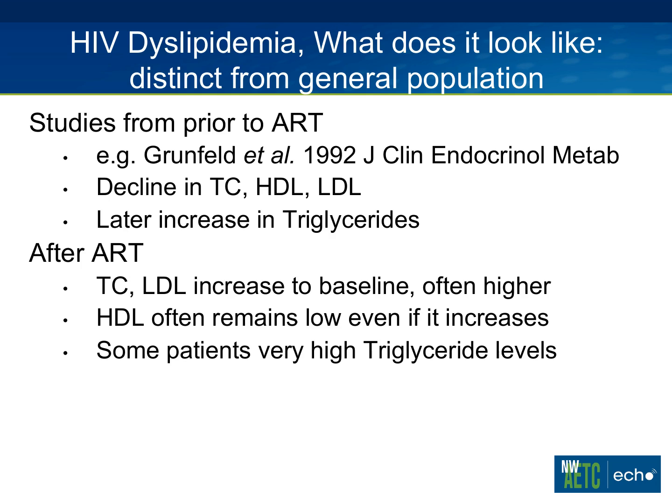One of the first studies, from the era prior to the antiretrovirals, done by Carl Grunfeld and colleagues, demonstrated that patients who are infected with HIV develop a decline in total cholesterol, HDL, and LDL levels, and over time they then develop an increase in triglyceride levels, and this increase can be pretty dramatic, particularly later on in their disease course. A number of other studies showed similar findings.